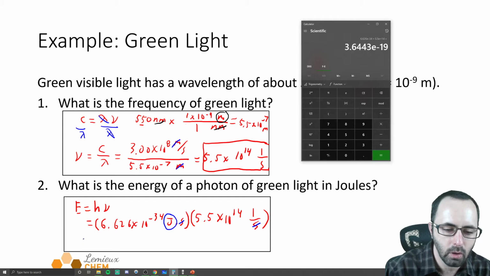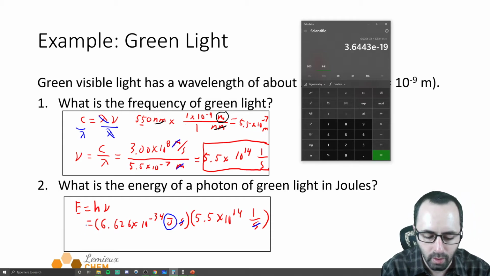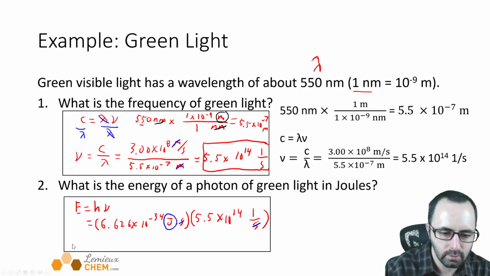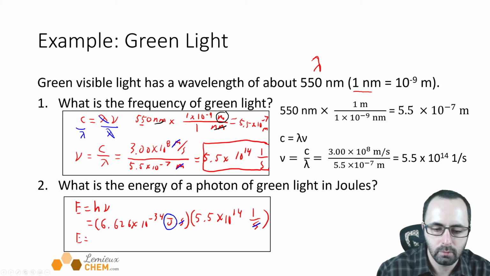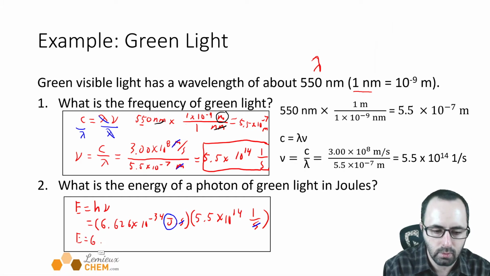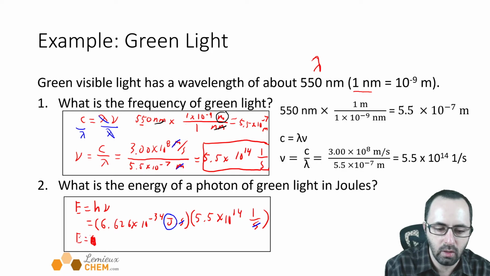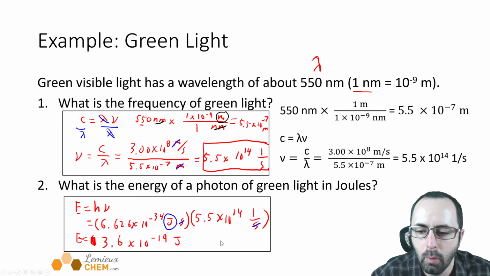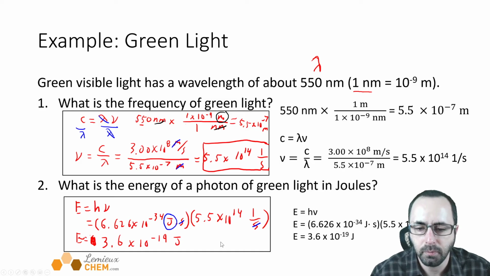And so our energy, which is very small because it's only for one photon, which is not a lot of light, it's very, very little, will be 3.6 times 10 to the minus 19 joules. Energy equals 3.6 times 10 to the minus 19 joules. And I also wrote my work over here so you could check later.